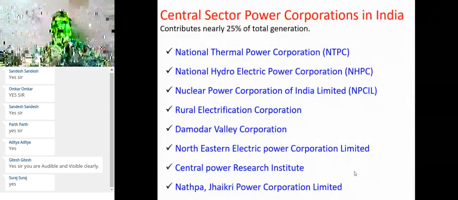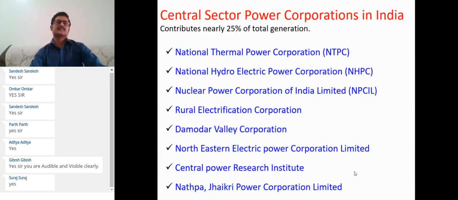Nuclear Power Corporation of India Limited (NPCIL), Rural Electrification Corporation, Damodar Valley Corporation, Northeastern Electric Power Corporation Limited, Central Power Research Institute, which is located in Bangalore, Nathpa Jhakri Power Corporation Limited. So these are some of the companies. The list is not restricted to this one. There would be more as well, which play a role at the central or national level as far as electricity generation is concerned.